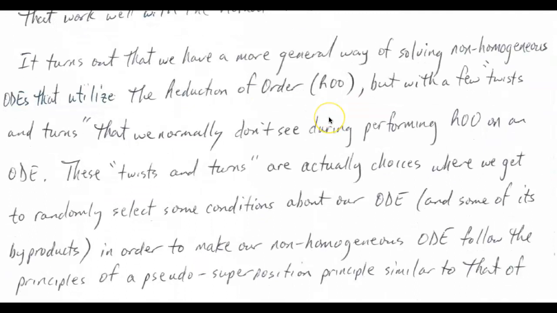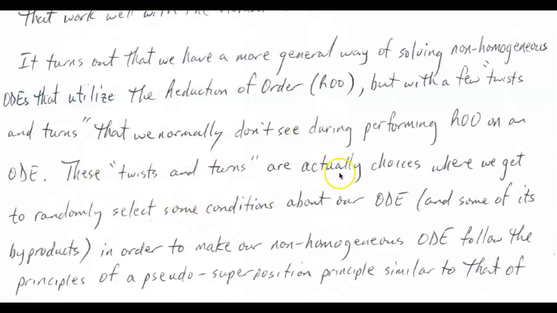So it turns out that we have a more general way of solving these non-homogeneous ODEs that will utilize the reduction of order process, okay? But with a few twists and turns that we normally don't see in performing reduction of order on an ODE. And I'm going to use the acronym ROO, or ROO, just for short, because I'm going to be mentioning reduction of order several times during this particular video.